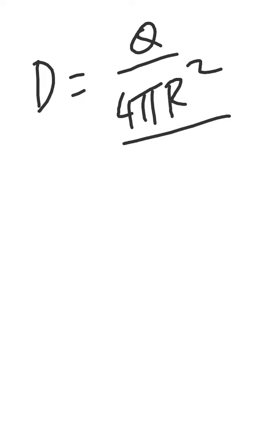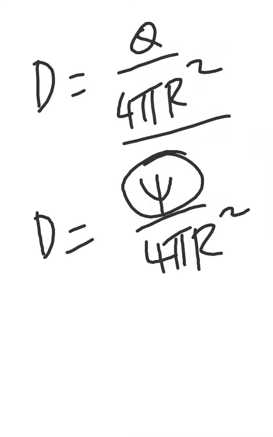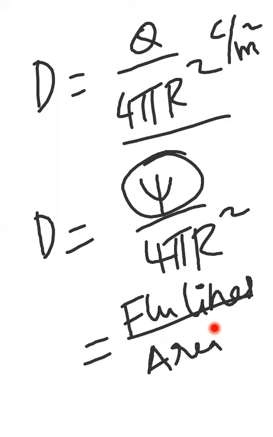Another way of writing this: Q you can replace by psi, so D is psi divided by 4 pi R square. Psi means the number of flux lines, and this is the area. That's why the unit of D can be written as flux lines per unit area, or otherwise coulomb per meter square. Both are okay. If it is Q, you can write coulomb per meter square. If it is psi, you can write flux lines per unit area.